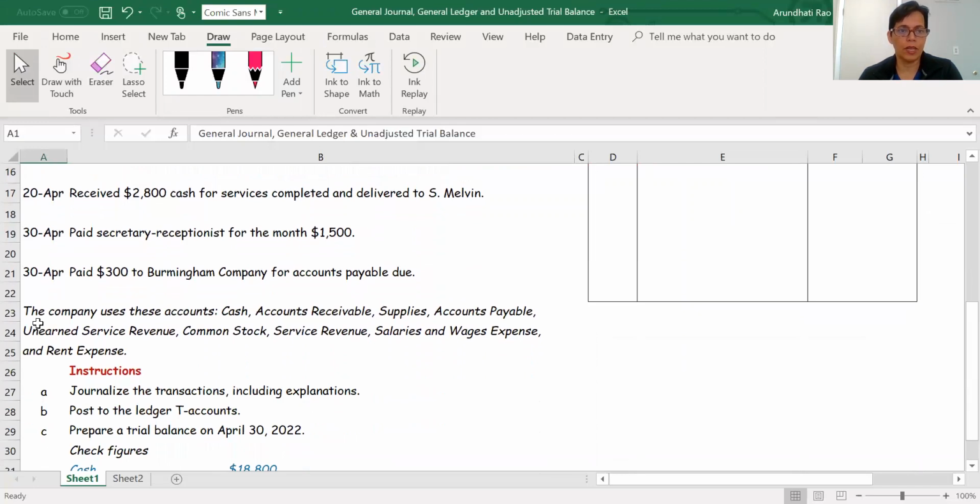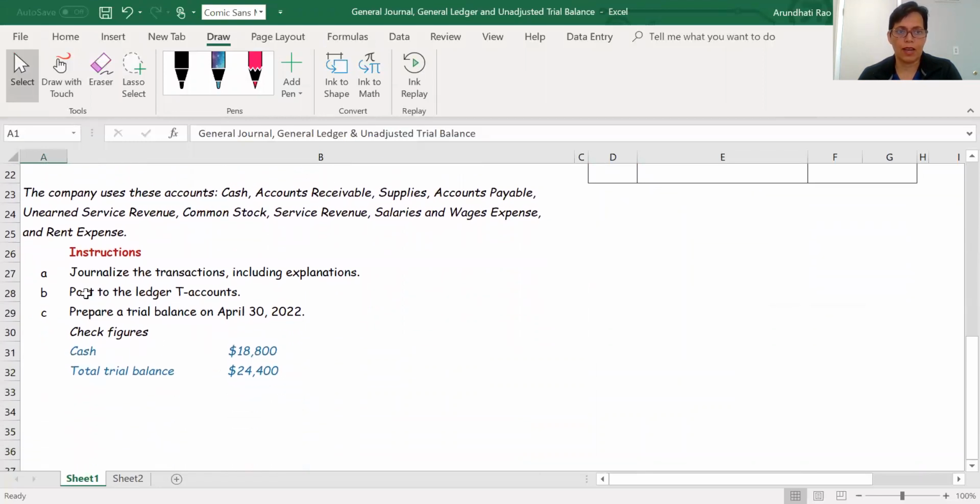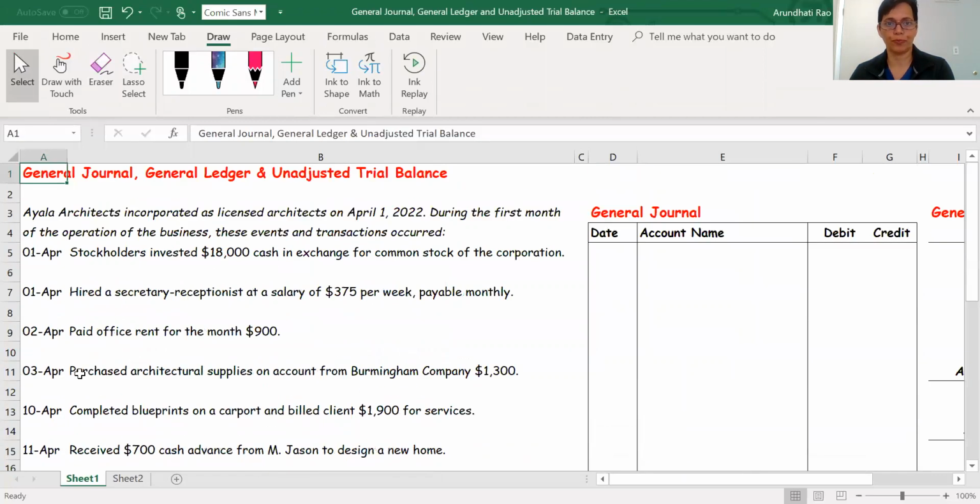They've told us the company uses the following account names, and we'll look at why we need this information. They've asked us to prepare the journal entry, journalize the transactions, and they say include explanations. I'm not going to do that just to save time. Post to the ledger, that's the T accounts, and then prepare the trial balance on April 30th, 2022. And they've given me 2 check figures. I'll look at that at the end of the problem.